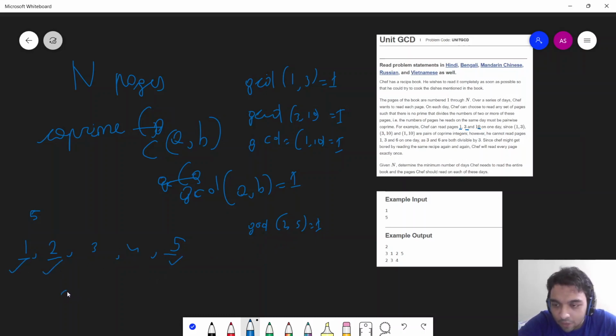So first we output 3 as the number of pages that Chef will exhaust on that particular day, and then we print 3 integers, 1, 2, 5, denoting the pages completed on that day. Similarly, on the second day, since 3 and 4 are co-prime, Chef will read them on the second day, and then he will exhaust those pages also. So it takes 2 days: on the first day Chef reads 3 pages, 1, 2 and 5, and on the second day Chef reads 3 and 4. This is how the output is generated for this particular question. Now let's move on to the approach to solve such kinds of problems.